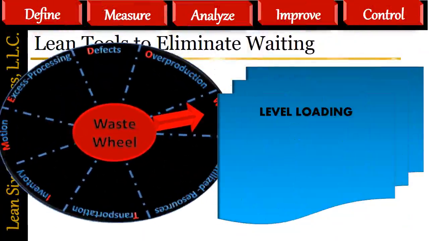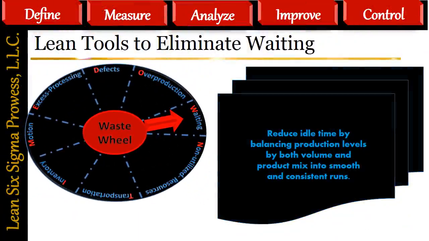Reduce idle time by balancing production levels into smooth and consistent runs. In level loading, also known as heijunka in Japanese, the total volume from real-time customer orders is divided evenly into manageable daily production runs consisting of relatively the same number of units and product mix. This results in consistent and predictable production runs that eliminate idle time associated with irregular production schedules. In a heijunka environment, employees' schedules and activities are optimized for maximum efficiency.